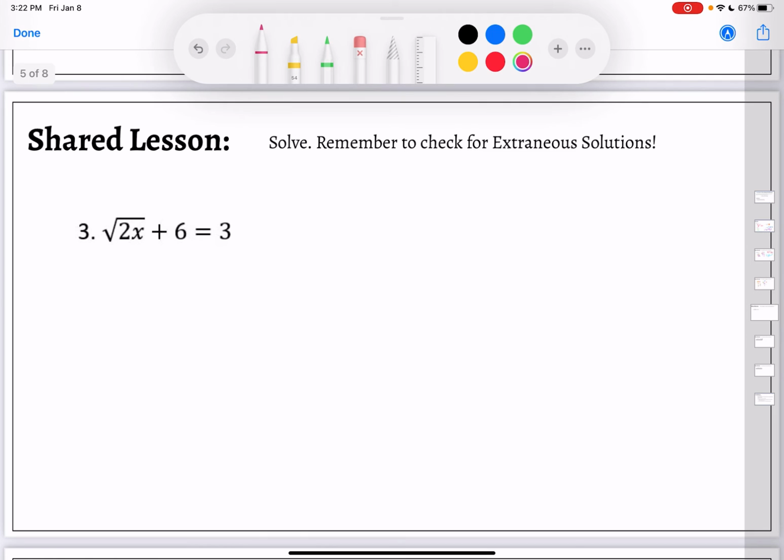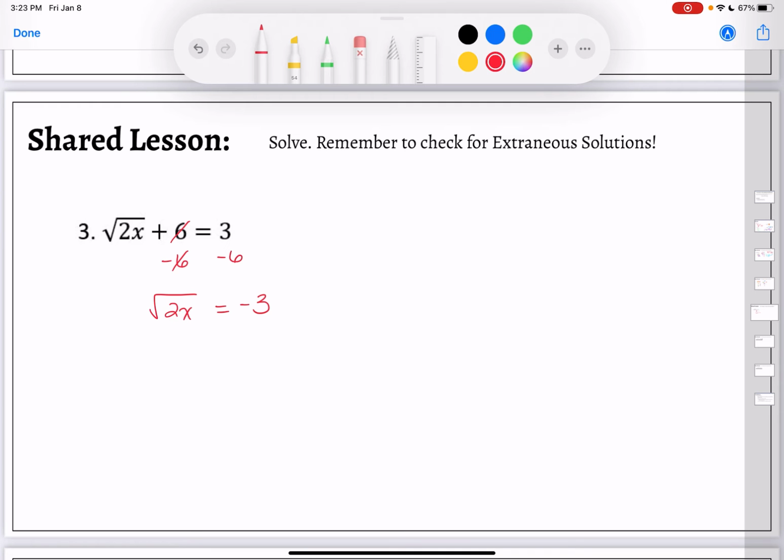All right, let's check out number 3 now. Number 3 says the square root of 2x plus 6 equals 3. Maybe you want to pause your video on this one and see if you can take a shot at this one on your own. So remember, we're trying to get rid of anything that's on the outside of the radical first. So I'm going to subtract 6 as my first step. So I have the square root of 2x equals negative 3.